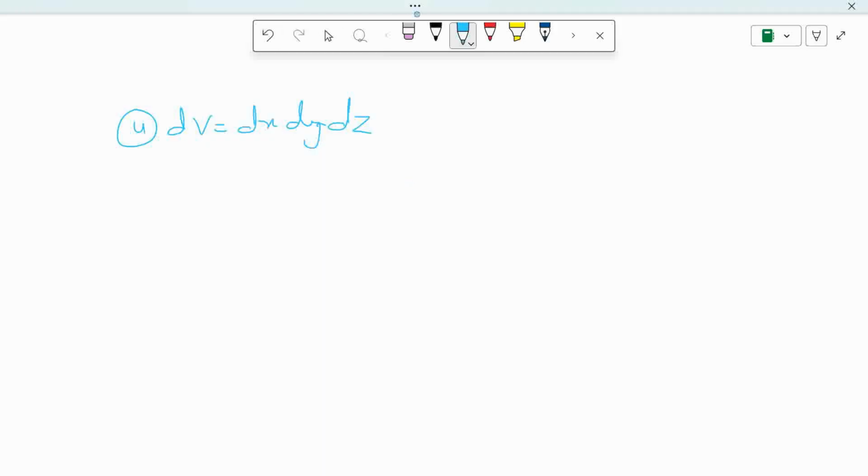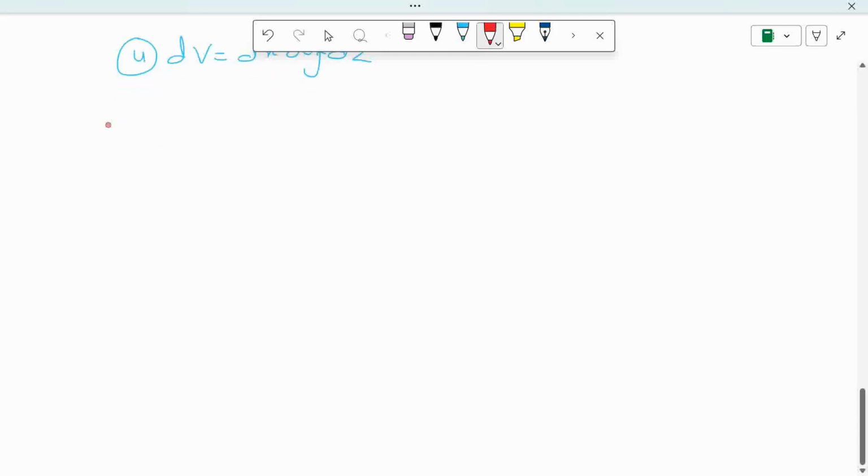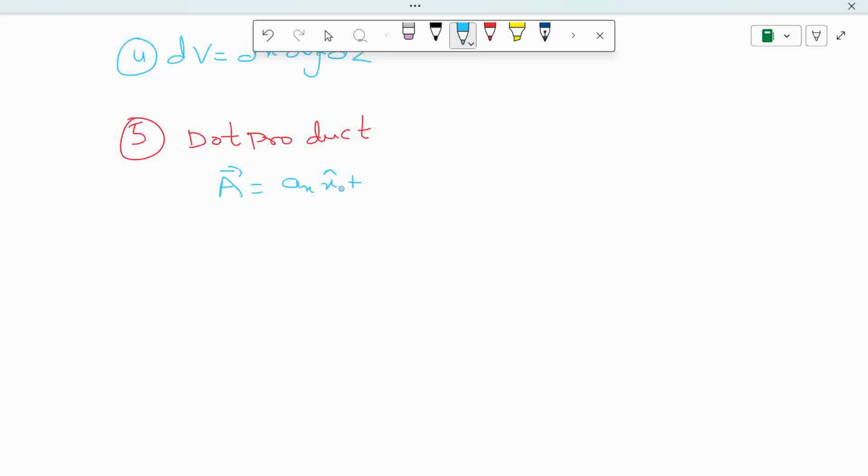Now let's focus on the dot product of two vectors. Suppose we have two vectors, a bar is equal to ax x cap plus ay y cap plus az z cap, and there is another vector b bar.